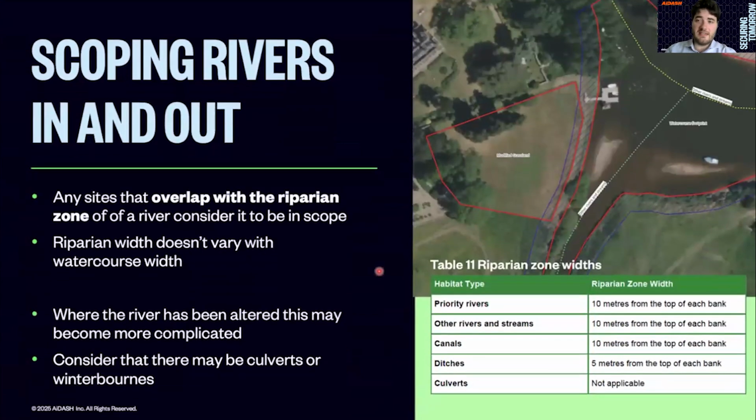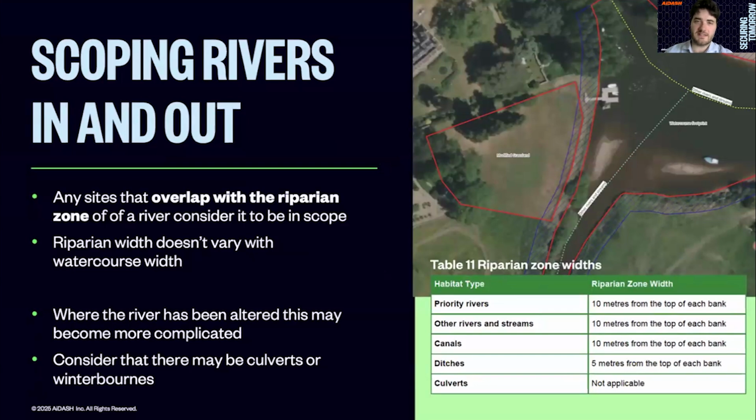Another important thing to do in this process is scope in and out rivers. So is a river that's off-site something that I need to consider? Any sites that overlap with the riparian zone of a river are considered to have that river in scope. And this riparian width will vary with the watercourse width.